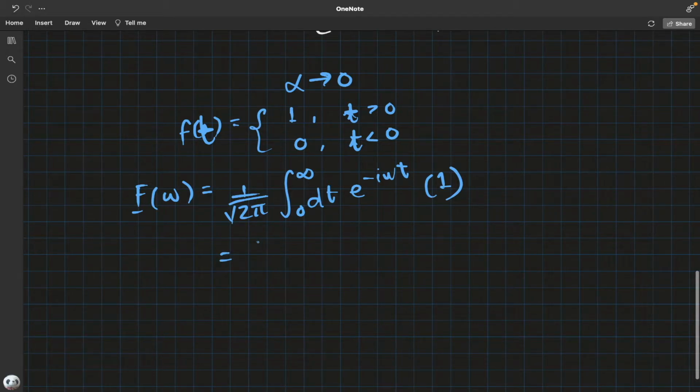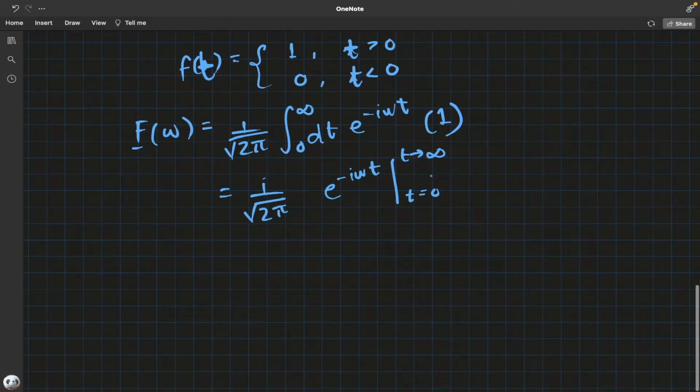Well, let's try to integrate this. e to the negative i omega t, from t is 0 to t is infinite. Well, now here's the problem. At 0 there's really no problem. This just becomes 1. At infinity, this e to the i omega t is actually cosine of omega t plus i sine omega t. So it does not really have a magnitude.